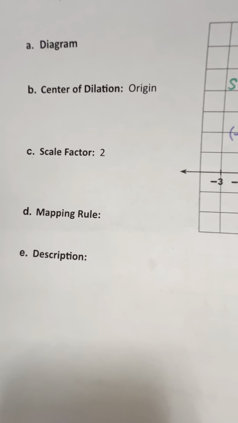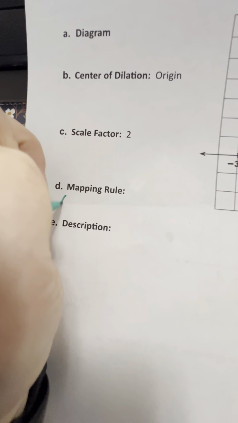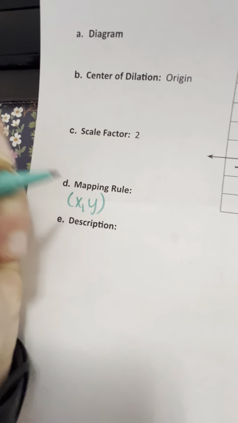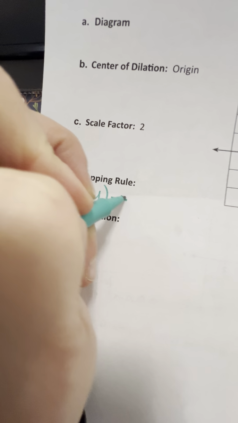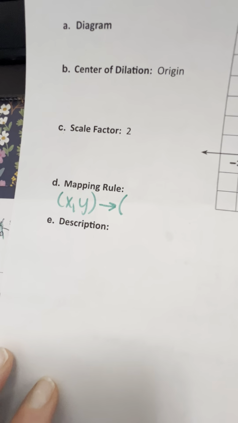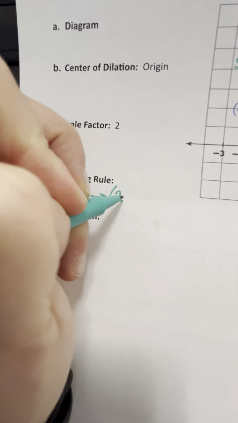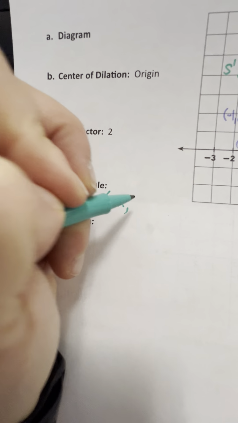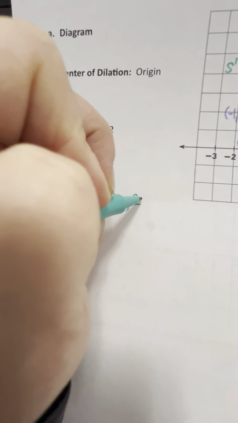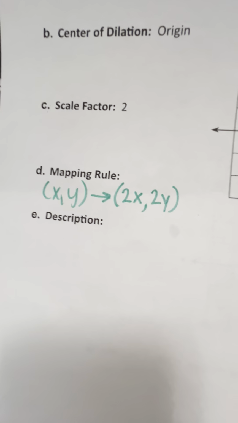So my mapping rule on this would be that we start off with our original coordinates, (x, y), and they are going to be moving to a scale factor of 2, which means my x coordinates multiply by 2, and so do my y's. So x would be multiplied by 2, and so would my y, and so that's what that looks like.